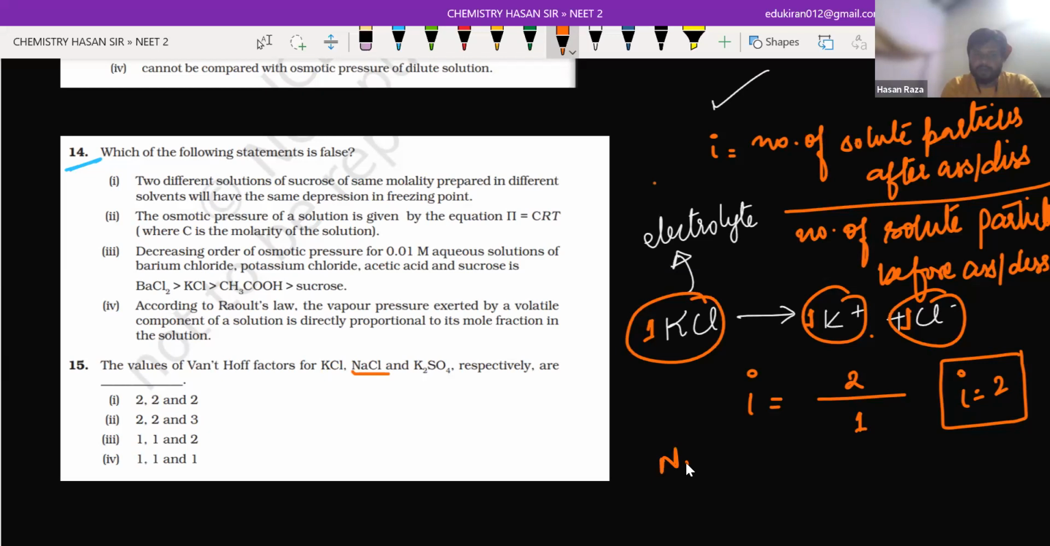Okay, now go for NaCl. You know that NaCl is again an electrolyte. Again, it will be divided into Na plus and Cl minus. Since dissociation is taking place, are you understanding the difference between association and dissociation? Yes or no, Rabia?